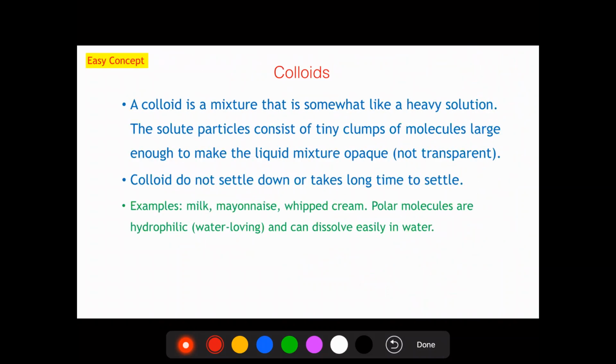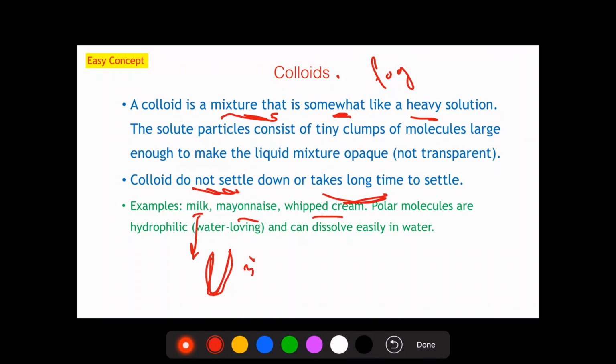Okay. The other type of mixture is the colloids. These are mixtures that are somewhat like heavy solutions. Think of, for example, milk, mayonnaise, whipped cream, fog. All of these are colloids. Usually, they do not settle immediately, or they take a long time to settle. For example, if you leave a cup of milk in the fridge for 3 or 4 hours, that's fine. Even for 1 day, or several days, that's fine.